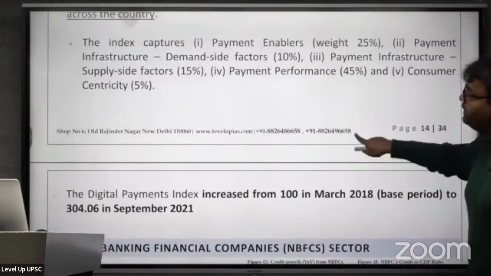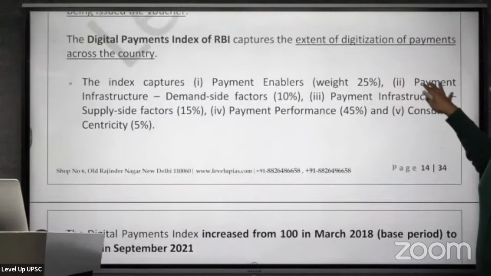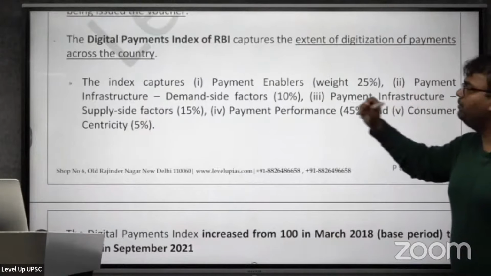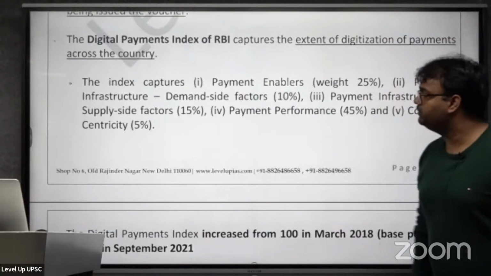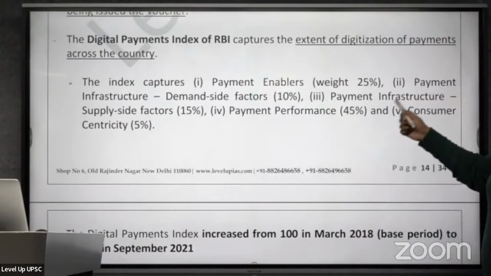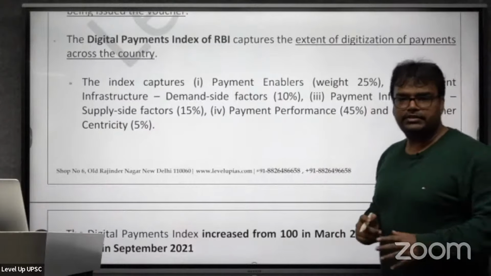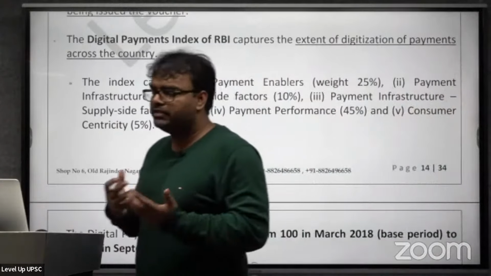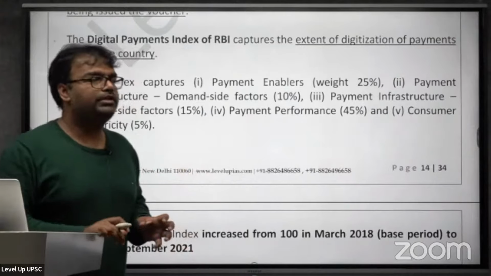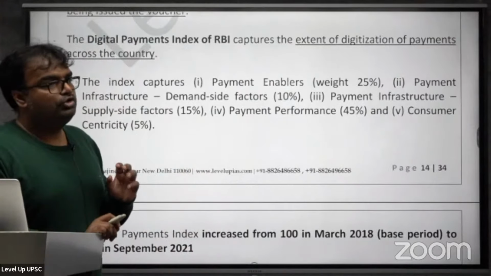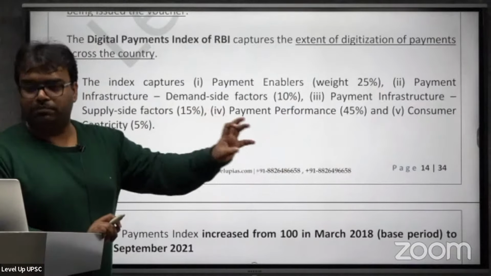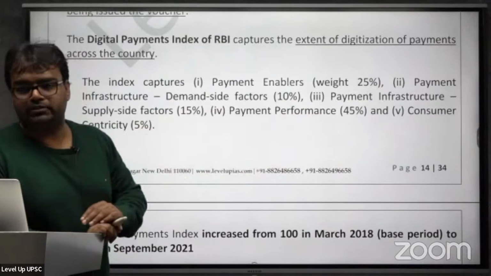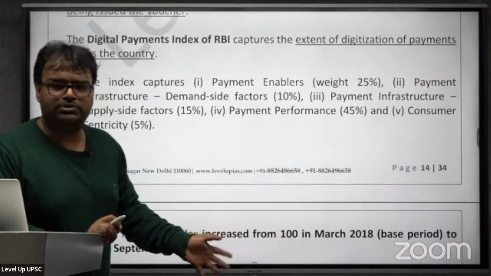And how is this measured? It is measured based on these 5 parameters: payment enablers, payment infrastructure supply side, payment infrastructure demand side, payment performance, and consumer centricity. So basically, are the mechanisms that are there consumer centric? From the user side, are they able to use it? From the taker side, the people who take money, are UPI or other digital mechanisms available?